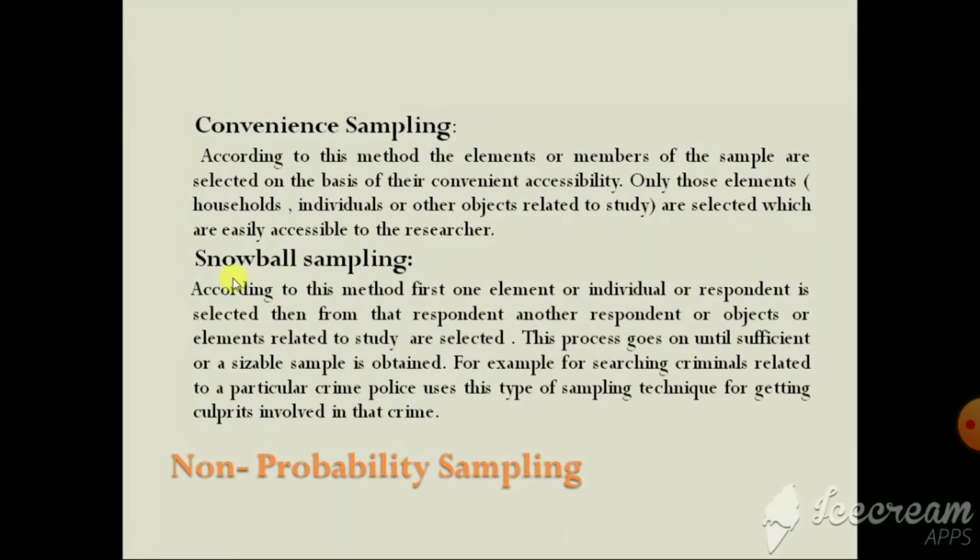Now snowball sampling. According to this method, first one element or individual or respondent is selected, then from that respondent another respondent or objects or elements related to the study are selected. This process goes on until a sufficient or sizable sample is obtained. For example, for searching criminals related to a particular crime, police use this type of sampling technique for getting the culprits involved in that crime.